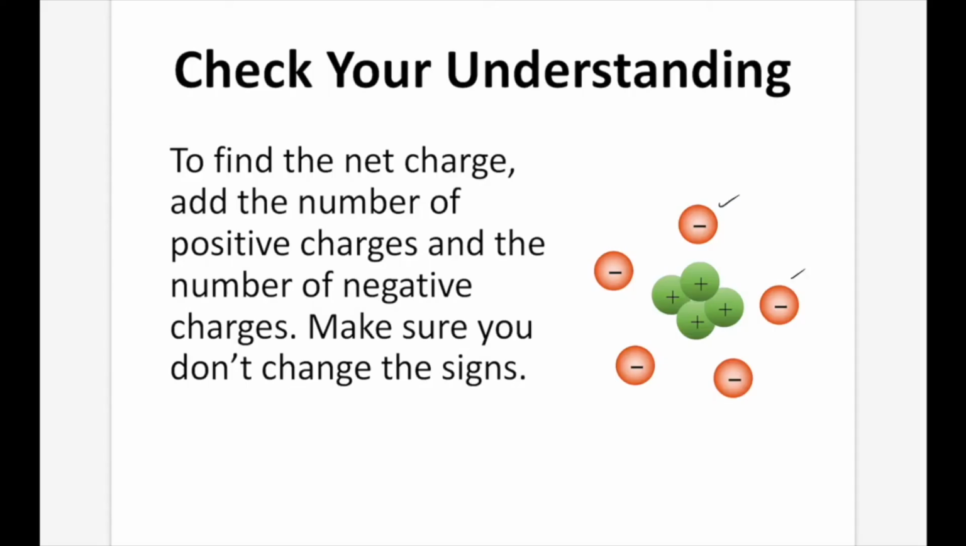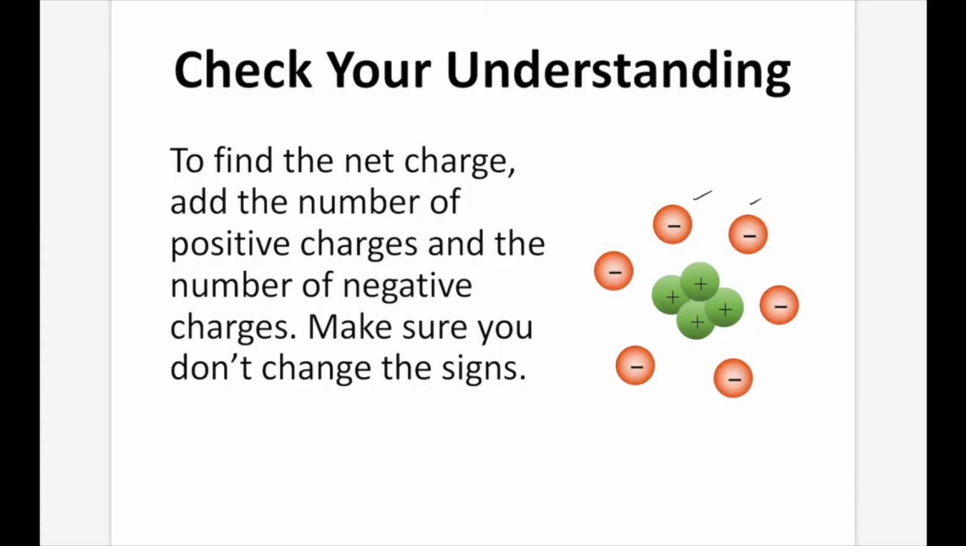So we have 1, 2, 3, 4, 5 negatives. So we're going to add negative 5. And we have 1, 2, 3, 4 positives. So plus 4 plus negative 5 is equal to negative 1. So this atom has an overall charge of negative 1. Check your understanding. Find the net charge.